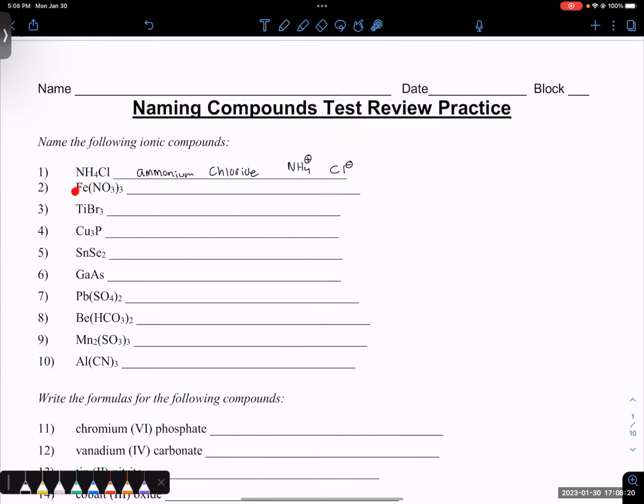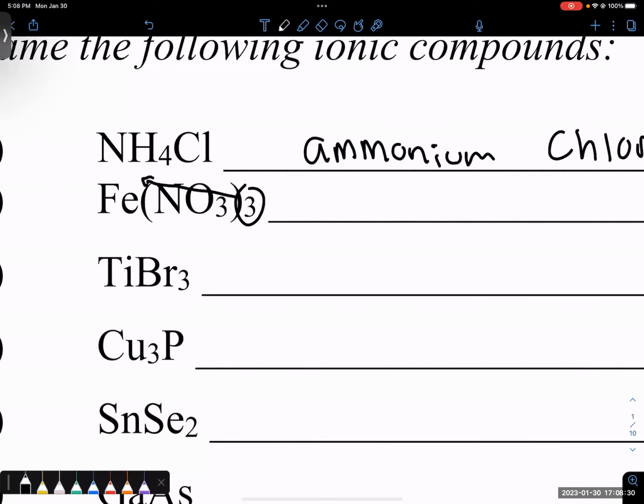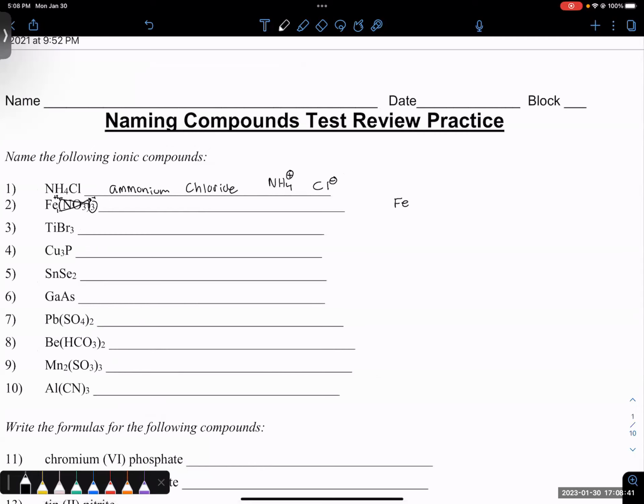Here we have Fe(NO3)3. If we do our reverse crisscross, we know that the 3 will go to the iron. Oh, well, I already told you what that is. And the 1 goes up here, so you get a -1 there. So those look like this: NO3 -1.